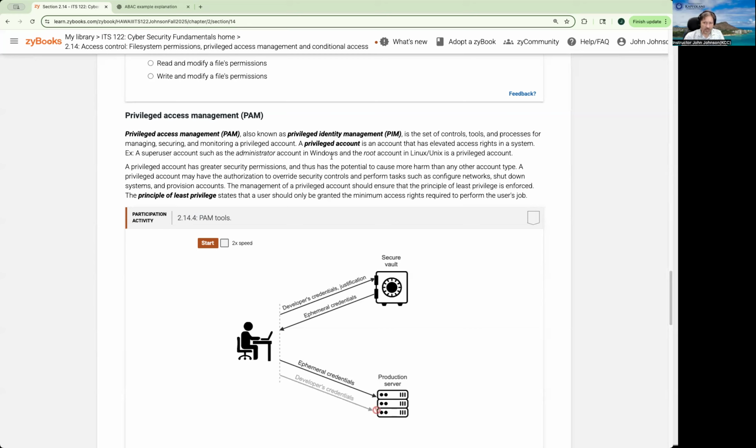Those are privileged accounts. Because the privileged account has greater security permissions, there's a larger potential to cause harm, either intentionally or accidentally. You can do more than any other account type, so that's why we have to be careful. A privileged account may have the authorization to override security controls and perform tasks such as configure networks, shut down systems, and provision accounts. That's why we need to have these under control, so not anybody can get access. If a hacker gets access, this is how they pivot: they can create privileges, create access to other places, and move laterally throughout your entire network.